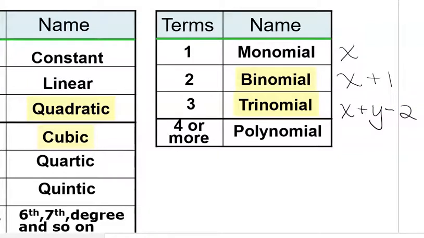Now if you have 4 or more, like a plus b minus c plus d, 1, 2, 3, 4, or more, this is a polynomial. Poly meaning many.